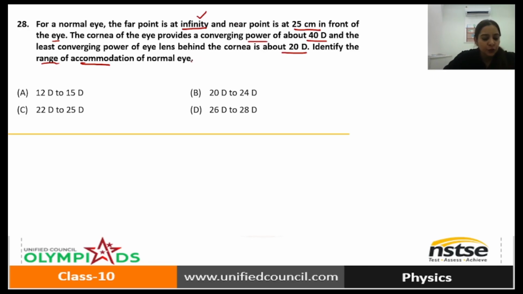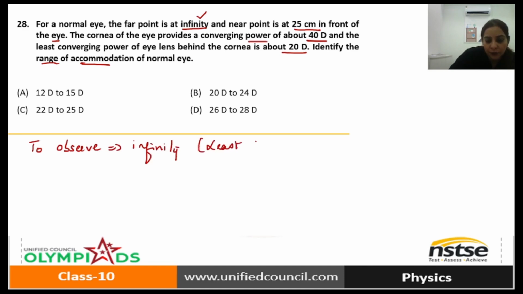Now, if we wish to observe objects at infinity, the lens uses the least converging power. So the power in this case would be the 40 diopter plus the least converging power of the eye, that is 20, which comes out to be 60 diopter.